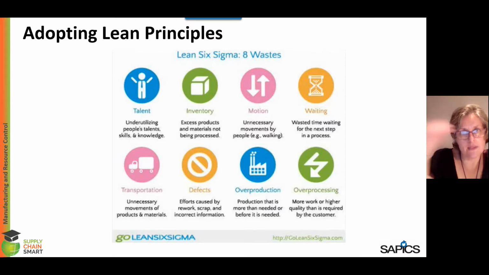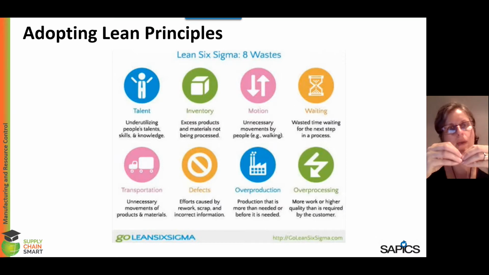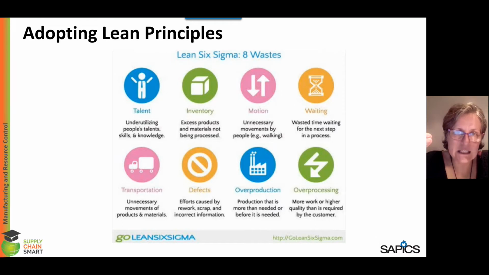Within the lean environment, there are a number of different wastes that have been identified, and each of these wastes are things that are really of huge value to you as an organization to identify. Because if you can figure out where the waste sits, you are then able to maximize the talent, the inventory, etc. in your organization. So I'm going to go through this one in a little bit more detail.